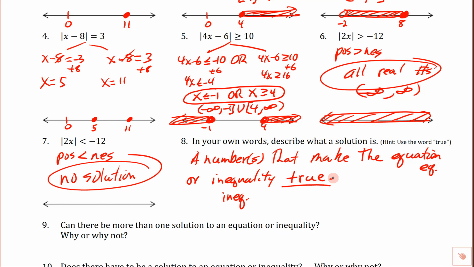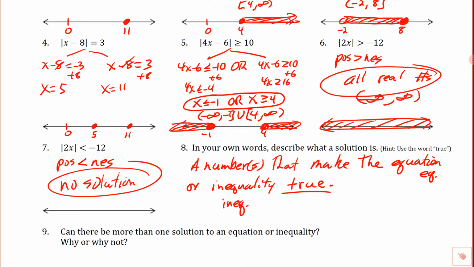There's the key word right there. It's got to make the equation or the inequality true. So when we plug in that particular number, whether it's one specific number or two numbers that make the equation true, or a whole bunch of them in this range of answers, in this interval of answers that we got on a couple of these, it's got to make the equation or the inequality true.